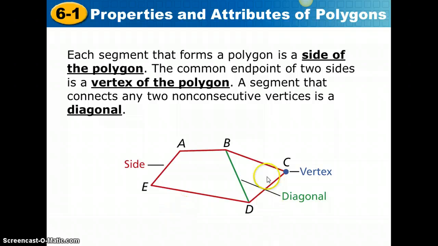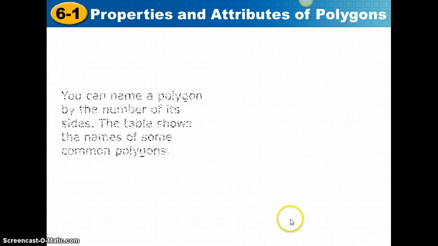So you have this diagram in your notes. The side of the polygon is the segment. One of the segments forming the polygon is called the side. The common endpoint of two sides is called a vertex. And a segment that connects two non-consecutive vertices is called a diagonal. This is only one diagonal we could have. If I connected A and D, that'd be a diagonal. If I connected EB or EC, those are also diagonals.